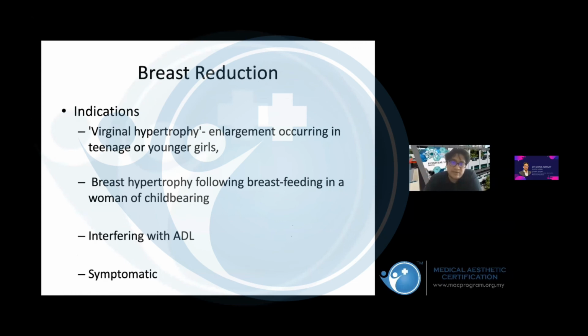There's some photos of it. I mean, anyway, reduction is another one. In fact, this is one of the most, I would say, satisfying surgeries to do, because the patient feels almost instant relief when you do a reduction.